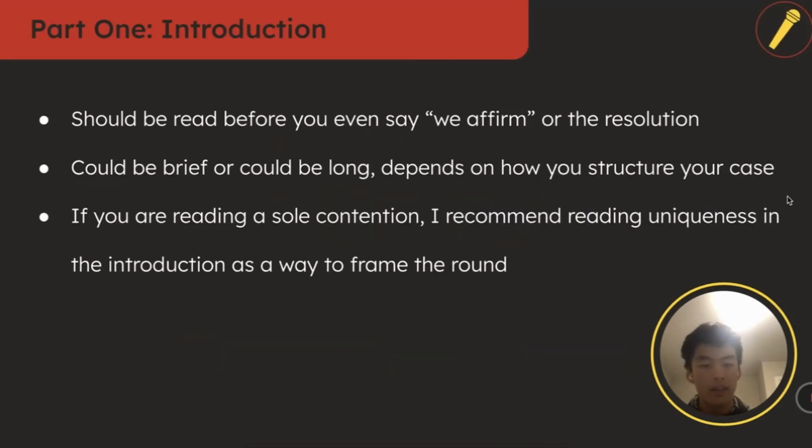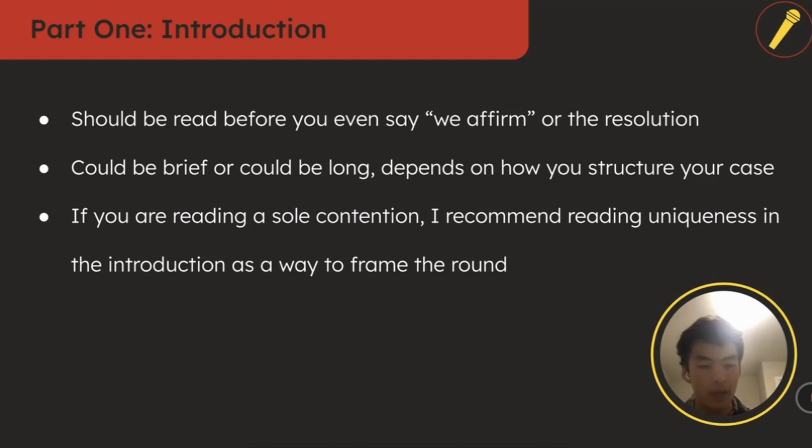To strengthen a case narrative, it's broken down into two parts. The first is the introduction to your case, and the second is the case itself. The contentions would be the case itself. The introduction is a general statement you would say before you even say we affirm, we negate, or the resolution as a whole. It could be something very brief, or a paragraph or two long. It really depends on how your case is structured. The introduction is meant to frame your case, like a short summary of what your argument is about.